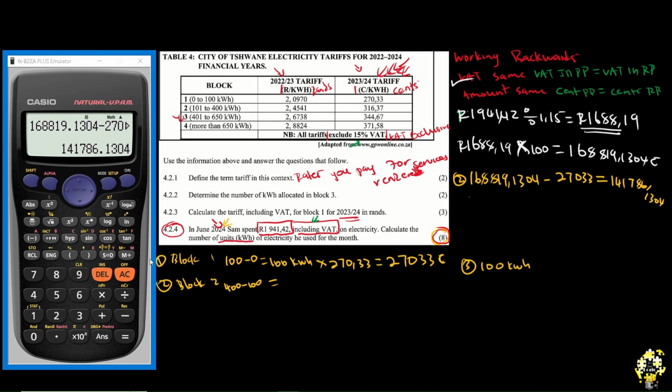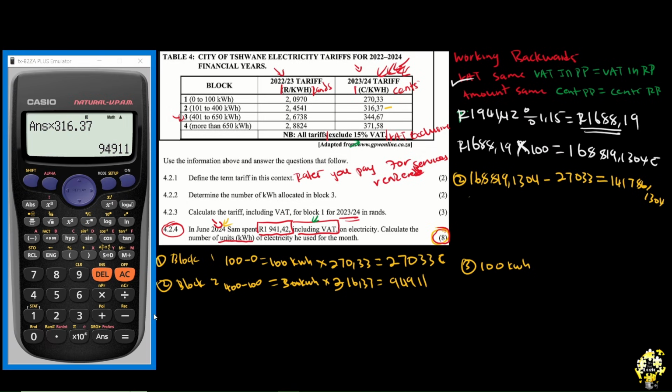What do we get for that? So when we say 400 minus 100, we get 300 kilowatts. Multiply. So it's interval multiplied by the rate. Okay, it's not 2. Is it 2? It's 3. We are here. It's 316.37. What is the answer? It's 316.37. We actually get 94.9.